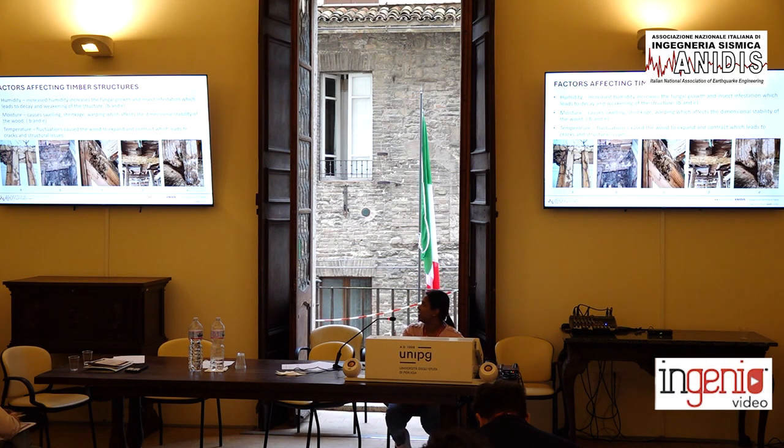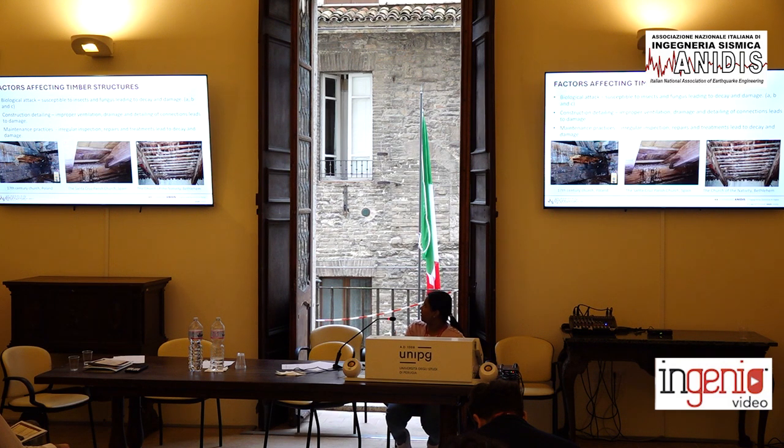The factors that affect these timbers are humidity, moisture, and temperature. For example, humidity and moisture increase fungal growth and insect infestation in timber structures, and moisture causes swelling and shrinkage, which eventually causes fungal growth and insect infestation. These are pictorial representations of the damage that occurs in timber structures. Because of temperature fluctuations, the timber expands and contracts, which causes cracks in the timber.